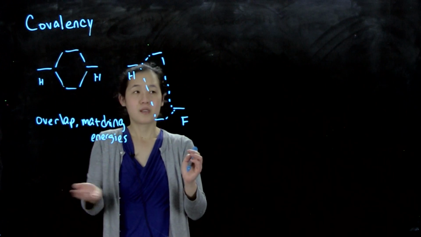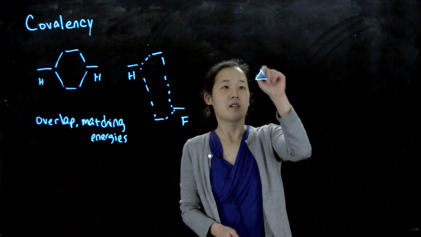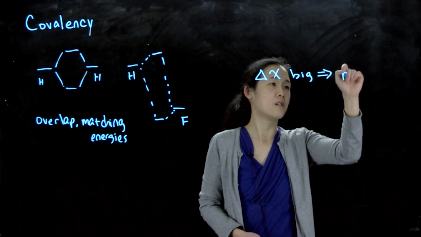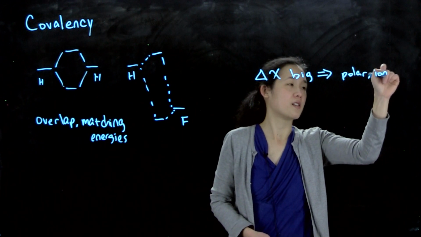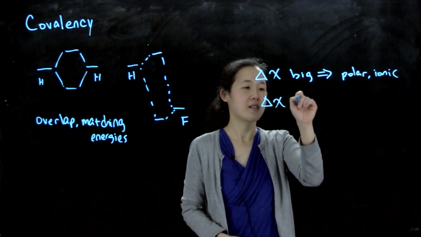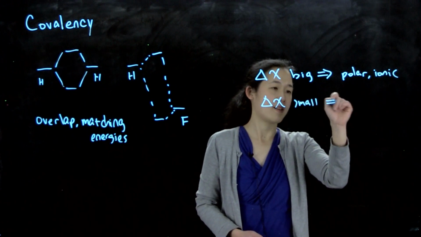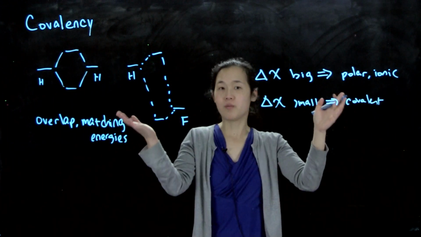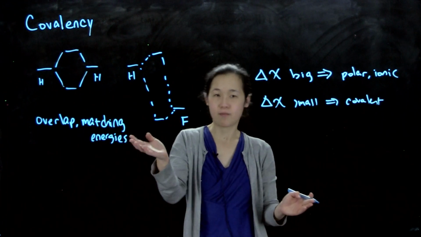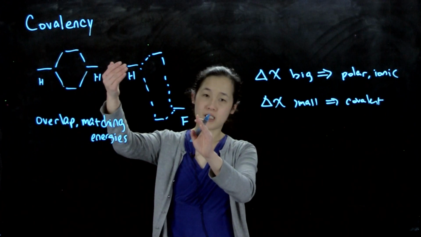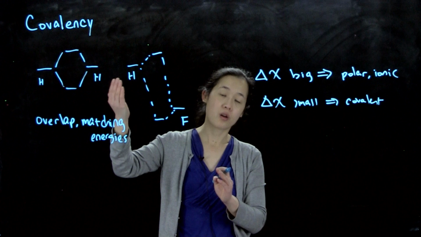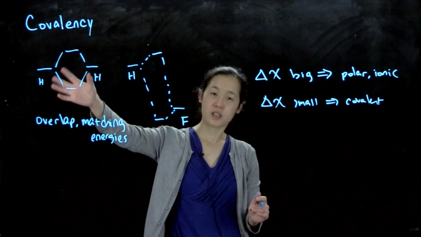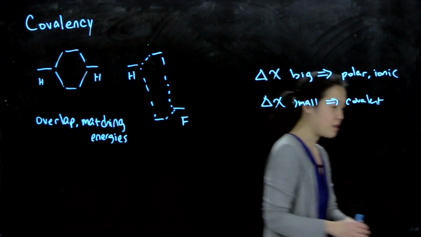From electronegativity arguments, we know that if delta chi is big, it's more polar, ionic, and if delta chi is small, then it's more covalent. From these two different models or ways of thinking about covalency, you can see that they're actually the same: big differences in electronegativity mean the energy matching of the orbitals is going to be poor. So that's the general concept of covalency, how readily they share, how equally they share the electron between the two within the bond.